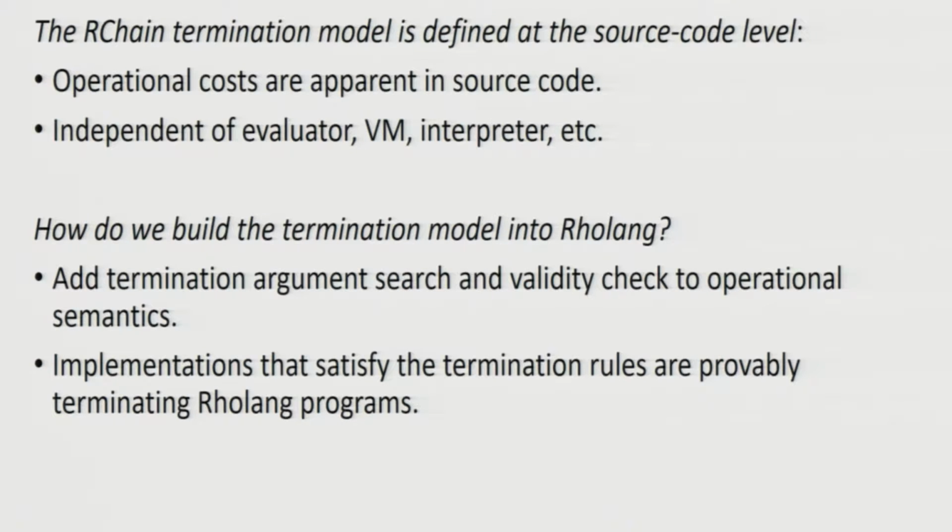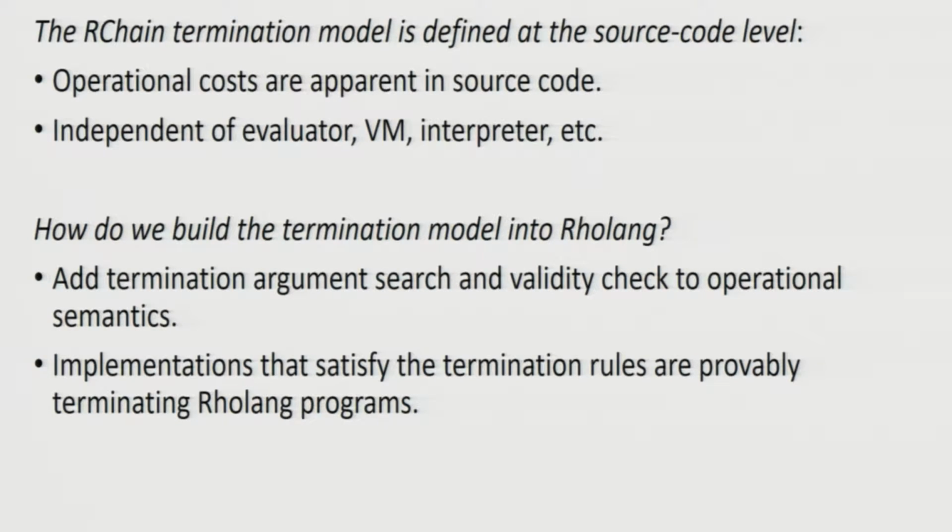So something that's different that we should probably recognize before we continue on is that the R-chain termination model is defined at the source level. So when you're programming Rholang, if you become familiar with Rholang, you'll likely become familiar with the cost for certain syntax level language constructs. If you execute x!(q), whatever q is, then you can determine in the source code the cost of that send, right?